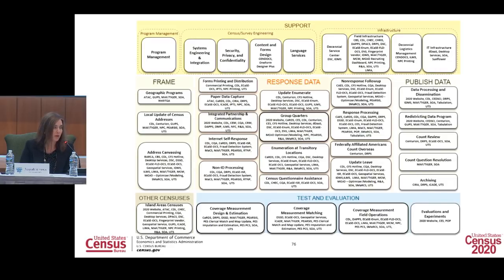So I think this is familiar. This is our placemat, and Autry showed kind of a different version of this, but each of these boxes represents one of those 35 operations, and within those boxes are all of the systems that support those operations. So as you can see, that's a lot of complexity. It all has to come together to meet our ultimate goal.